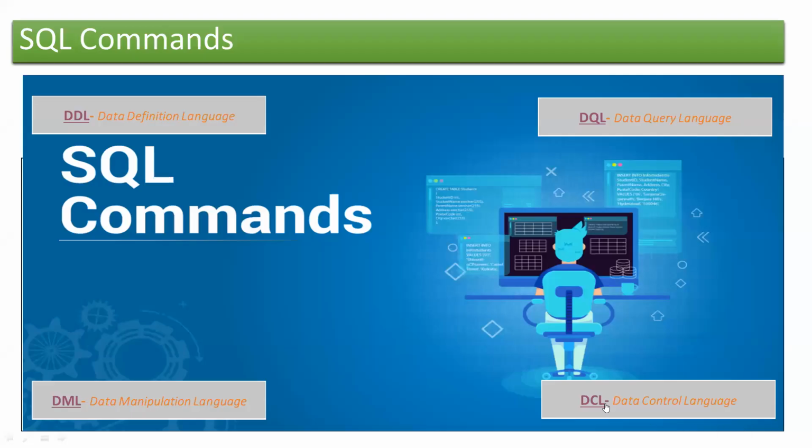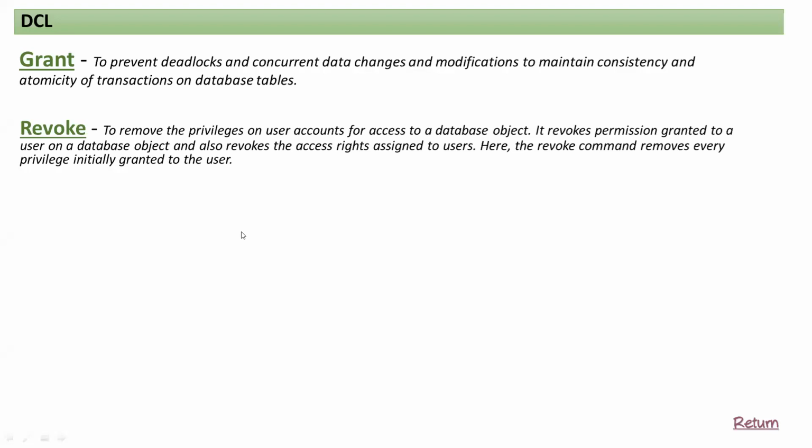Next, the last is DCL, which is data control language. In data control language, you have two things which are basically done by a BA or given to a BA. They are called grant and revoke. So grant is what to prevent deadlock and concurrent changes.